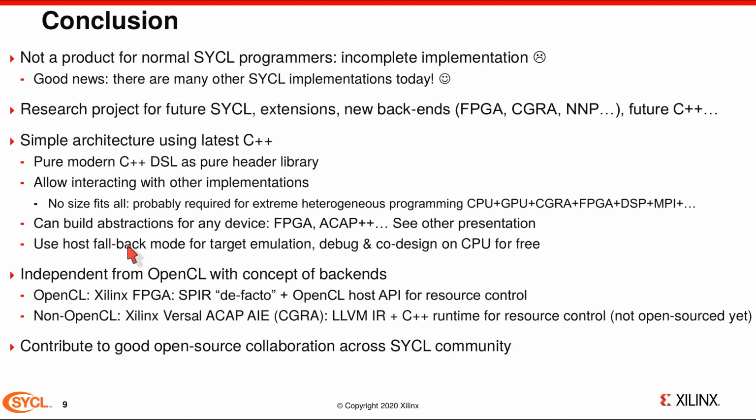And a nice side effect of pure C++ triSYCL is that you can use a host fallback mode to emulate your target and to debug some kind of hardware features on the CPU, and basically co-design on your CPU just for free. And also triSYCL is independent from OpenCL with the concept of various backends. For example, we can target OpenCL. That's what we do when we use our Xilinx FPGA compiler flow, but we can also use a non-OpenCL flow when we target our Versal ACAP.